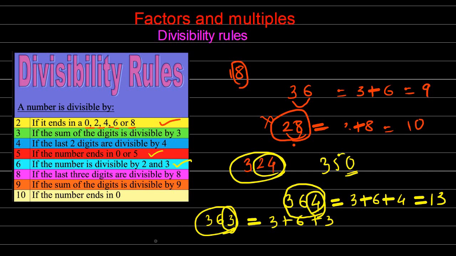Okay, so for 6 it is very clear: if the number is ending with an even digit, so it is divisible by 2, and also divisible by 3, then it is divisible by 6. For example, let's see 36 only. 36 is divisible by 2 because the number is ending with 6. And now by adding, 3 plus 6 is 9, and 9 is divisible by 3. So yes, 36 is divisible by 6. Got it? So this is very simple. Now 8: if the last 3 digits are divisible by 8, then the number is divisible by 8.